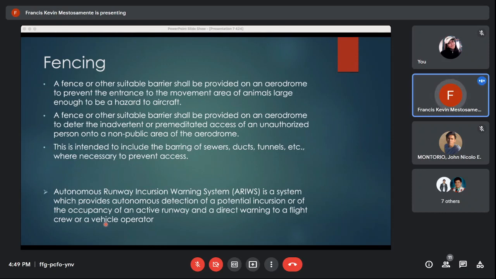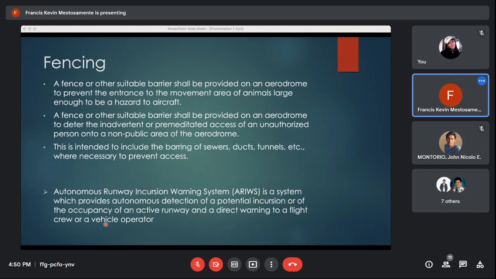However, ito namang ARIWS, ang meron lang siya is control bar, control stop bar, yung red light that separates the runway or the active runway from the taxiway. And with the ARIWS, autonomous siya. Automatic siya and independent. So, automatic magre-red light yung stop bar.